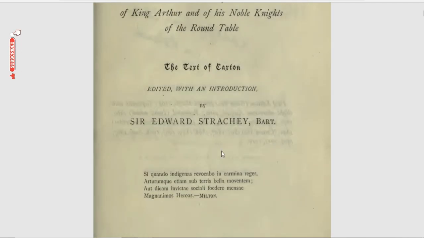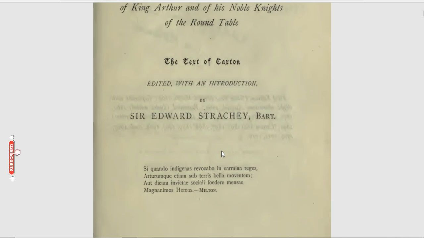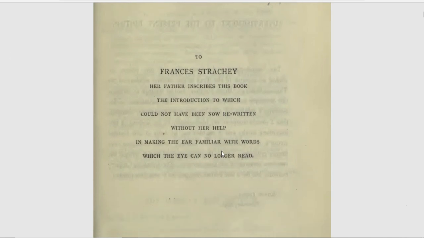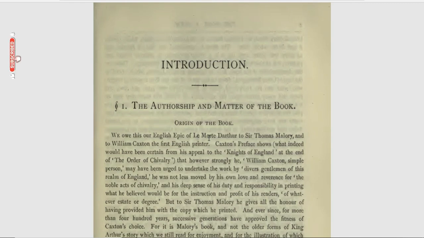And this is from Macmillan Publication. And this is Sir Edward Strachey. Okay, introduction with this. Francis Strachey, her father, inscribed this book, the introduction to which could not have been rewritten without her help. Okay, so let's come. Digitized by the Internet Archive in 2008 with funding from Microsoft Corporation. Okay, now the introduction. So what is there then in this Arthurian tradition? What is there in Arthurian tradition?